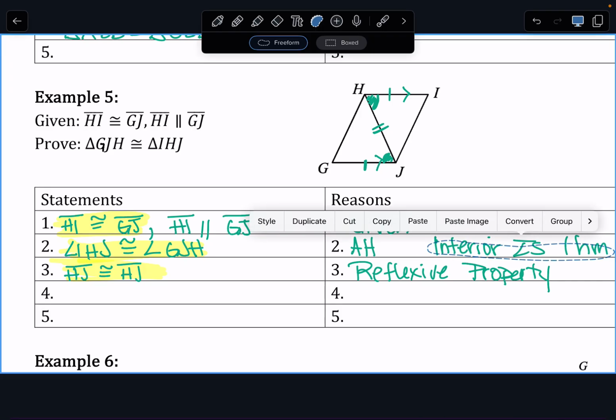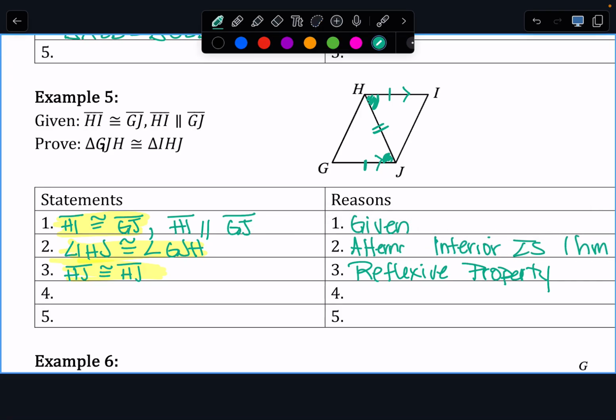I put ALT there, does that look better? So now we can say that these two triangles are congruent by SAS.